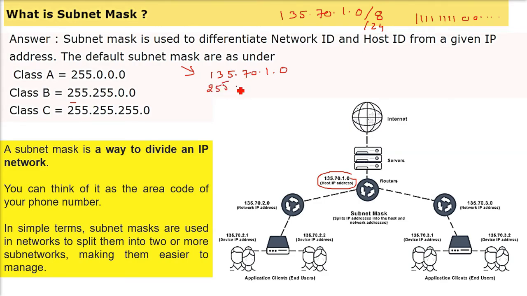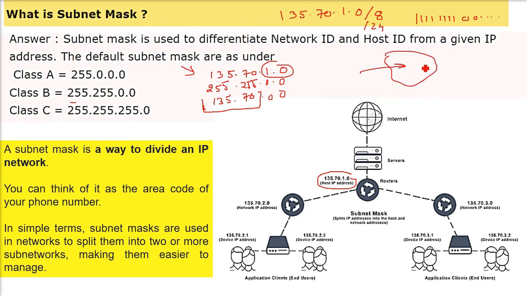255.255.0.0, which is the class B subnet mask, we just AND it. So what will happen? Because 255 is all 1s, you will get 135. Similarly for 70, the 1s stay and the 0 stays 0. So this part is your network ID. This is how you get the network ID. Similarly, you can get the host ID.